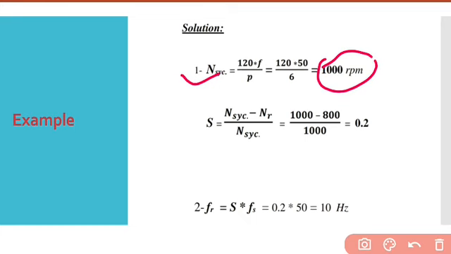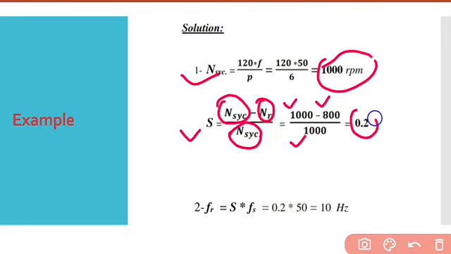From that, if we apply the equation of slip, that is the synchronous speed minus the rotor speed divided by the synchronous speed, and put in the data we found, you will get the answer 0.2. That is the value of slip we find over here.